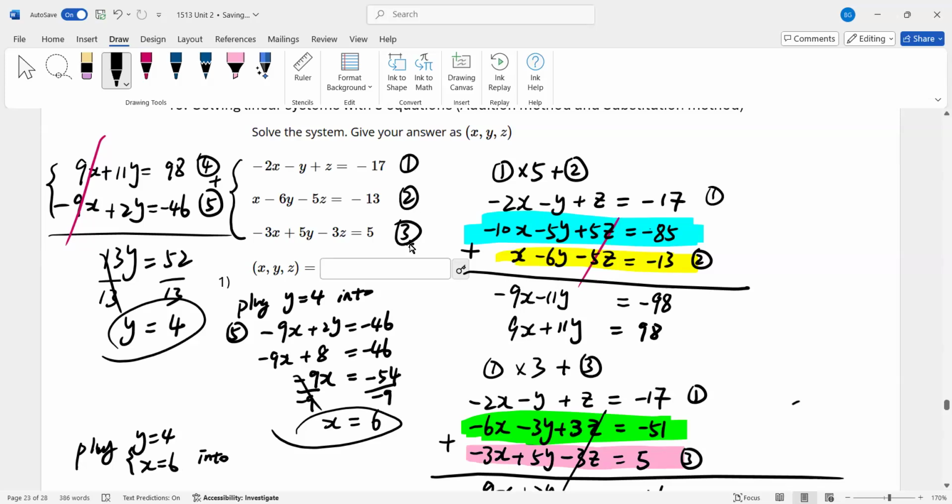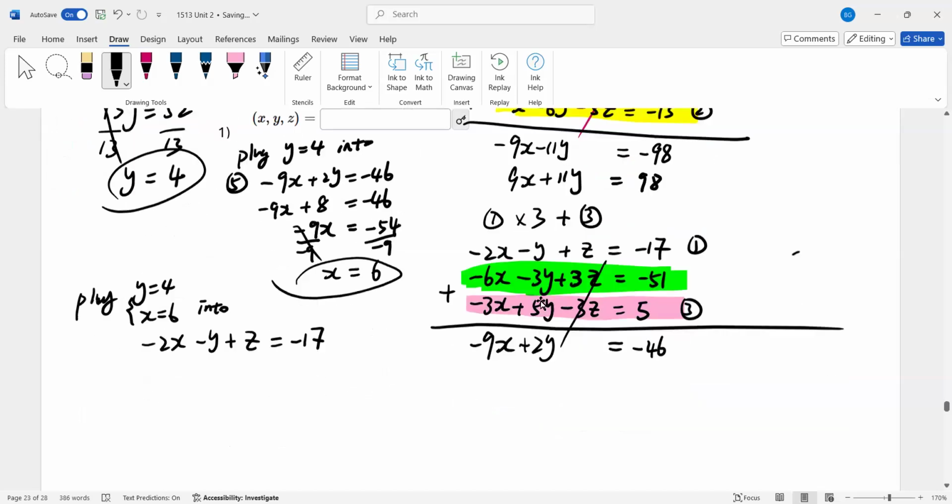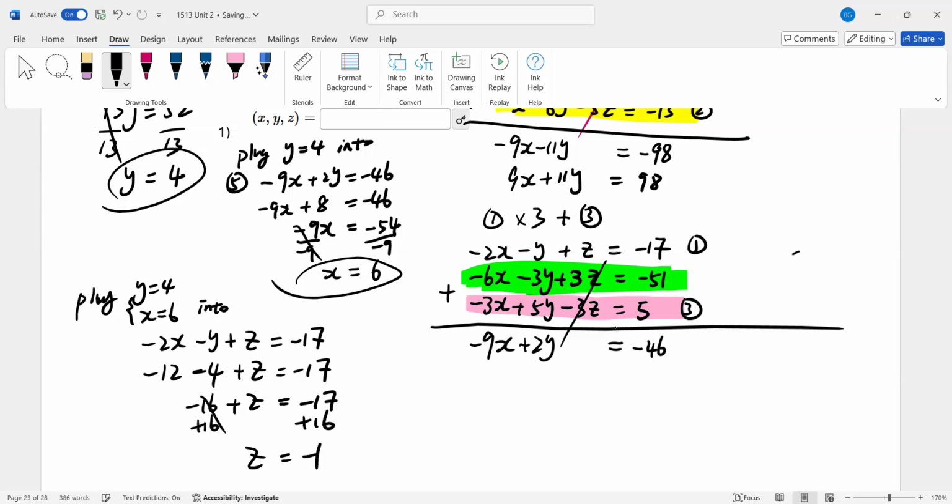Equation 1 or equation 2 or equation 3. Which one has smaller coefficients? I'm going to do 1. Equation 1 is negative 2x minus y plus z equals negative 17. Let's plug in y equals 4 and x equals 6. Negative 2 times 6 is negative 12. Y is 4, so minus 4 plus z equals negative 17. Negative 12 minus 4 is negative 16, plus z equals negative 17. You add 16 to each side. Z equals negative 1.